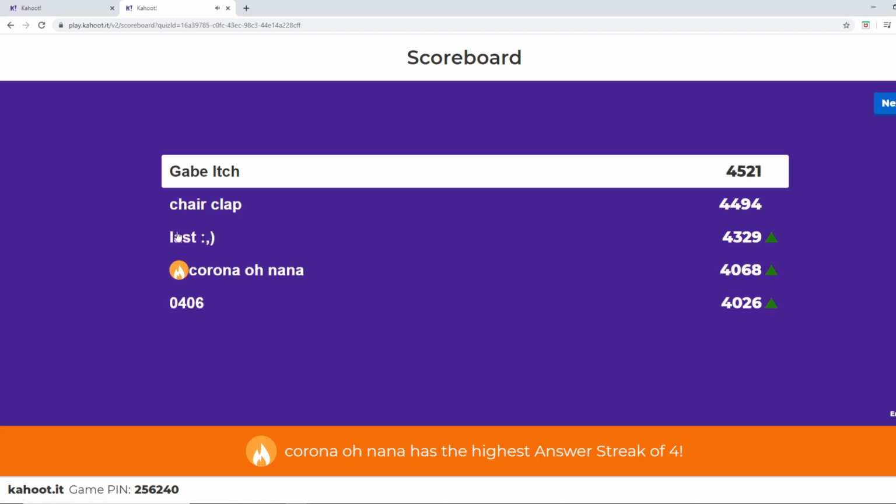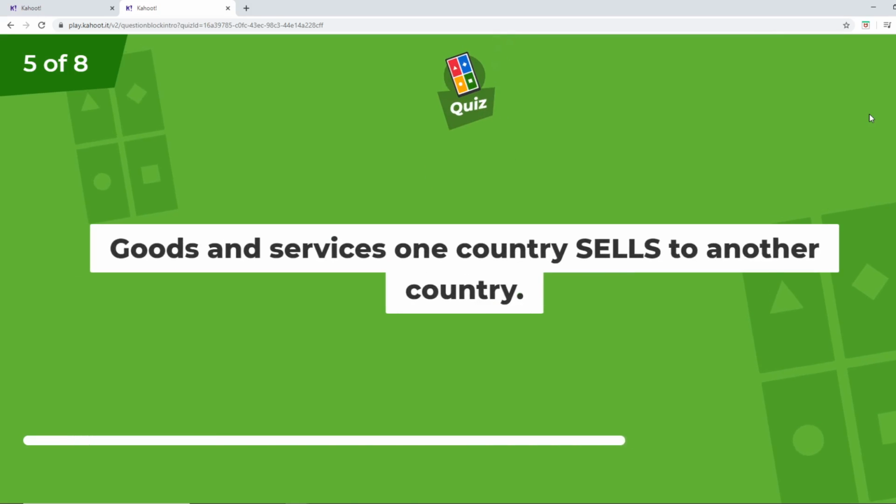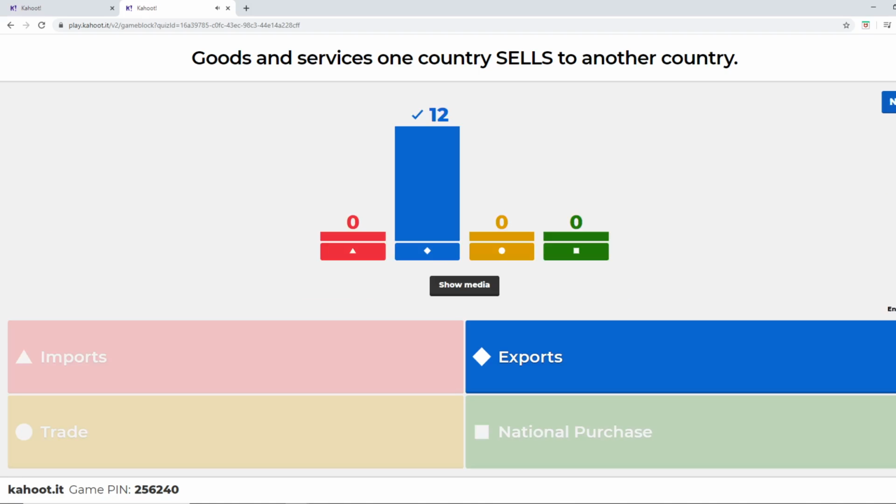Oh wait, 314B is gone. Too bad. Do we only have 11 players? Okay, 12. That's good.